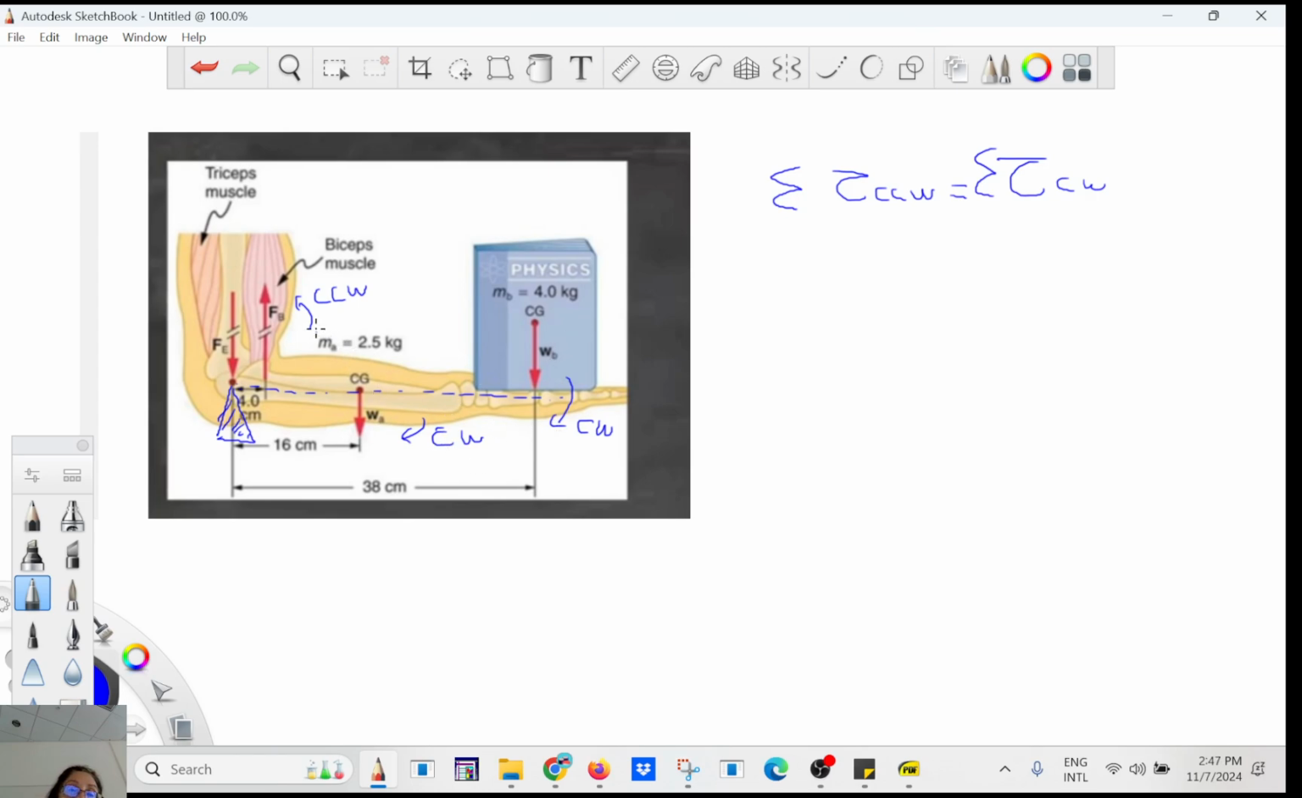Okay, so clockwise, counterclockwise, you see you have the force. That's what I'm trying to find. So the force produced by the bicep times the distance of the fulcrum, so 4, equals clockwise. You have the weight of your arm, which is 2.5, so 2.5 times 16, plus the weight of the load, which is 4 times 38. Okay, so it's not 48 or 46, it's 38. I said 36 here, but it's 38. Is that clear?